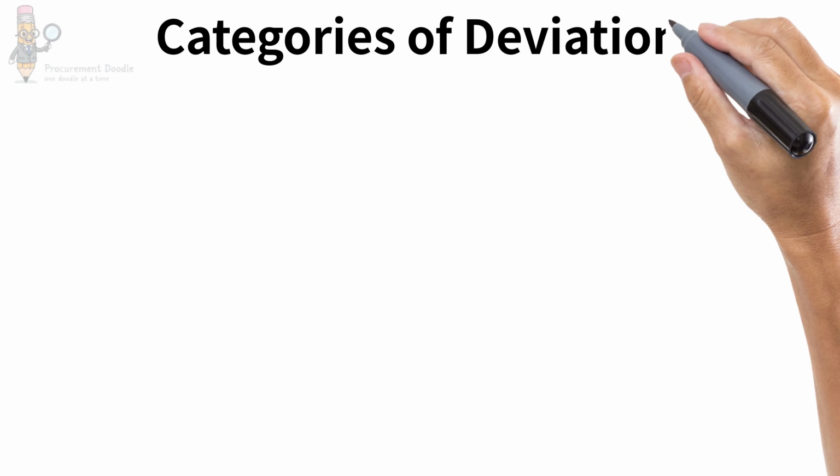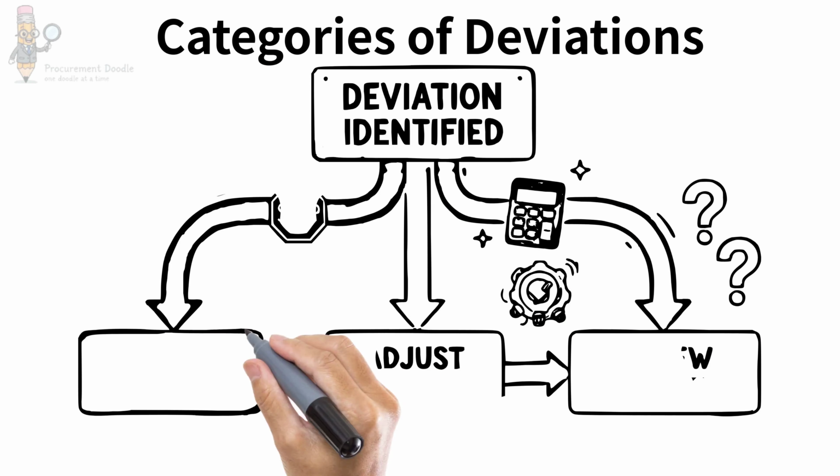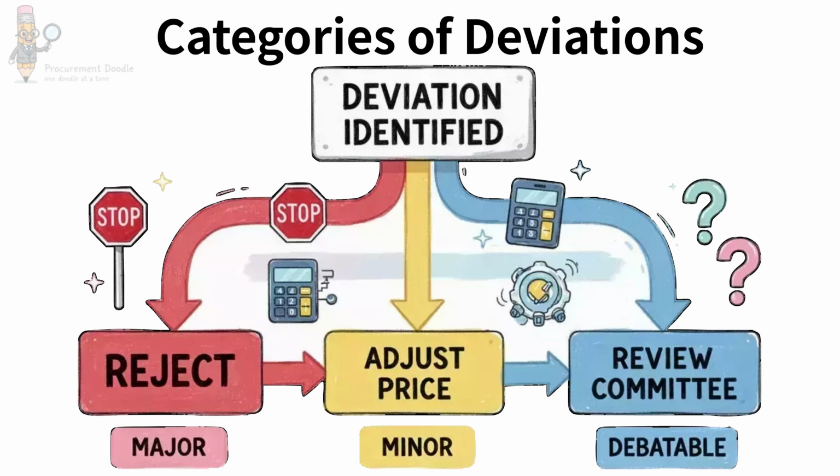During evaluation, deviations fall into three categories. Major deviations are serious and lead to immediate rejection. Minor deviations are acceptable but may require a price adjustment for comparison purposes. And debatable deviations require case-by-case judgment to determine their impact. Understanding these categories is essential for fair evaluation.